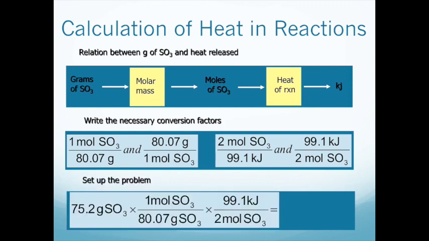So now we set the problem up. We have 75.2 grams of SO3 divided by 80.07 grams of SO3 per mole. The grams cancel. Then we multiply by 99.1 kilojoules per 2 moles of SO3, and the moles of SO3 cancel. And then we multiply through to get 46.5 kilojoules. So 46.5 kilojoules of energy are produced when 75.2 grams of SO3 are produced via the combustion of SO2 gas.